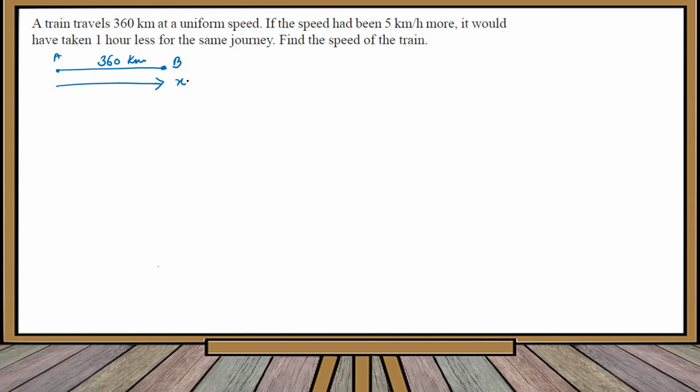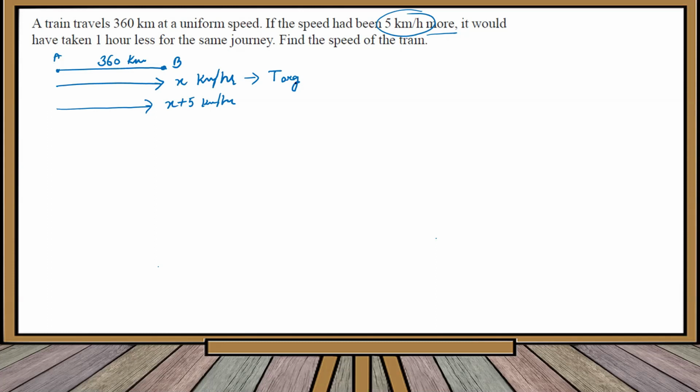Initially, it is moving with a speed of x km/h. Okay, now they have increased the speed. By how much they have increased the speed? They have increased the speed by 5. So now let the increased speed be x plus 5 km/h. Okay, here this is the original time taken by this train with this x km/h. Let it be t original. So this is the time taken.